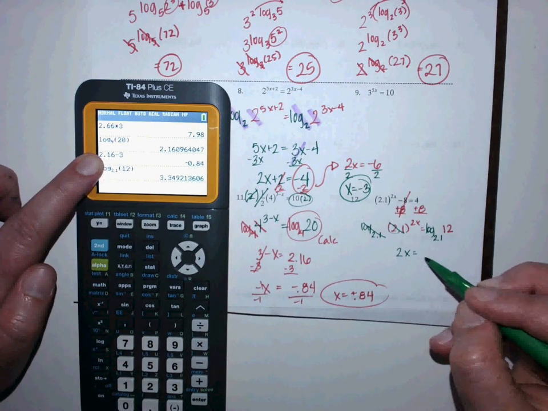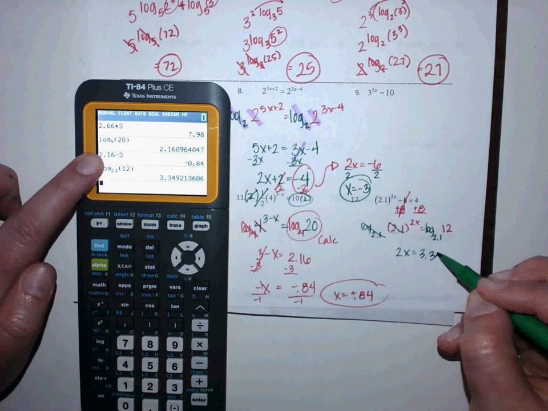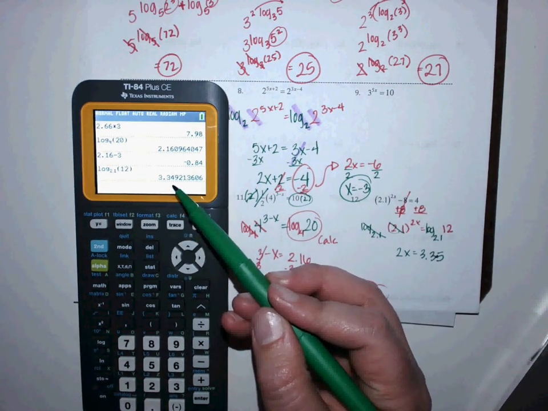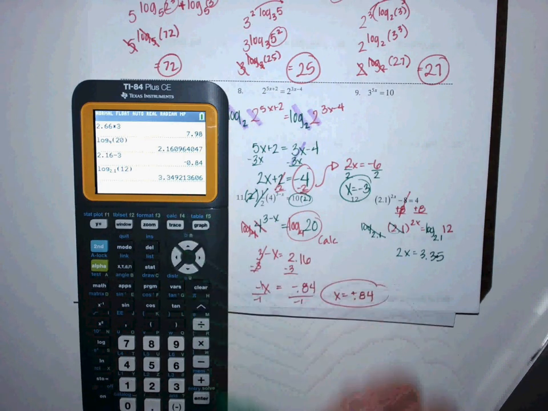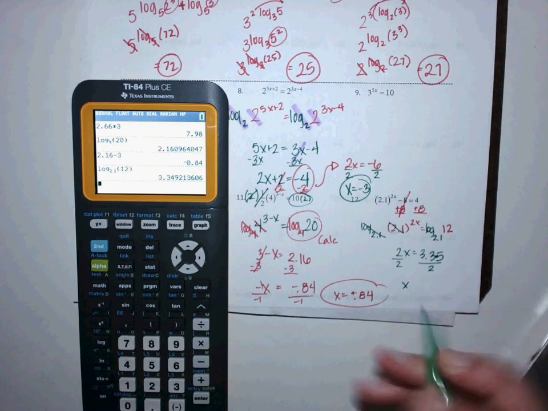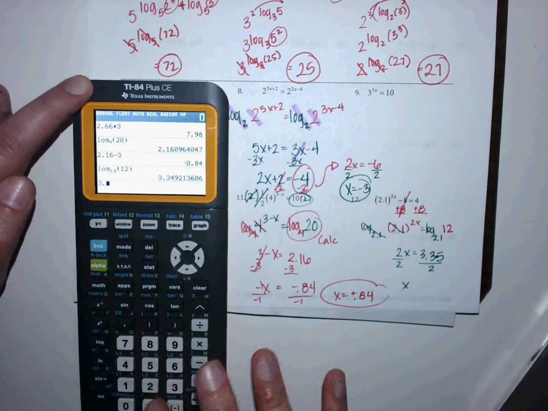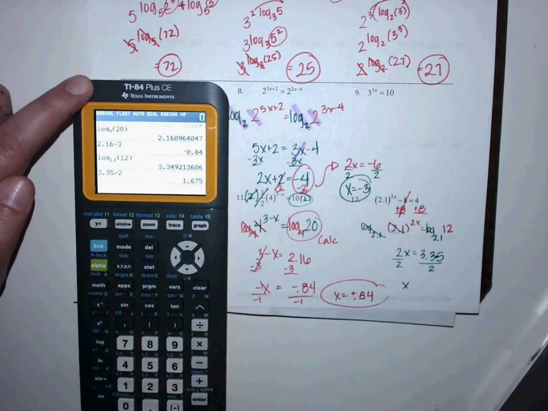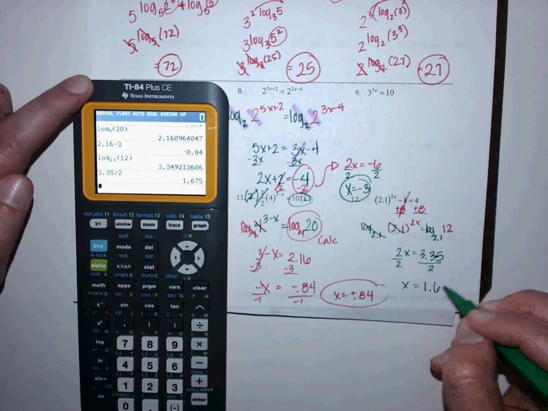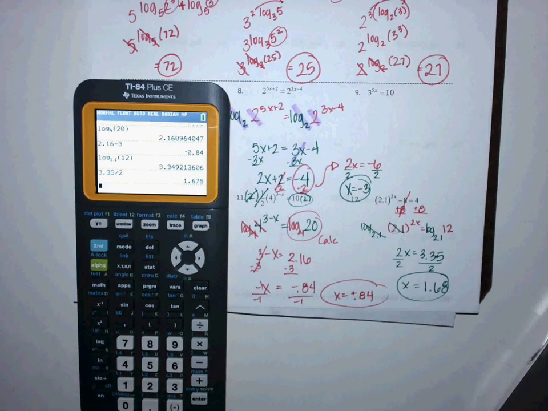So I get 2x equals 3.35. Now notice, really it's 3.349, but that 4 is going to bump up because of the 9 after it. Then from there, divide by 2. So 3.35 divided by 2 gives me 1.67, which is 1.68 when I round it off.